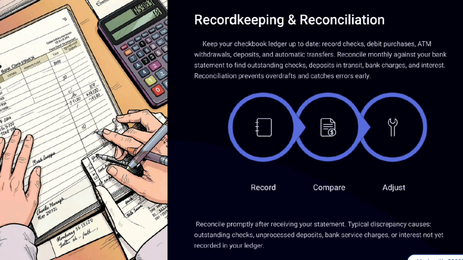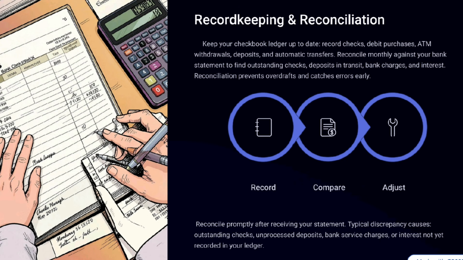For example, during your monthly review, you see a 150 pesos monthly bank service fee and 12 pesos of earned interest on your bank statement that weren't in your ledger. So you adjust your ledger by subtracting the 150 and adding the 12 pesos, bringing your personal ledger to an exact match with the adjusted bank balance.